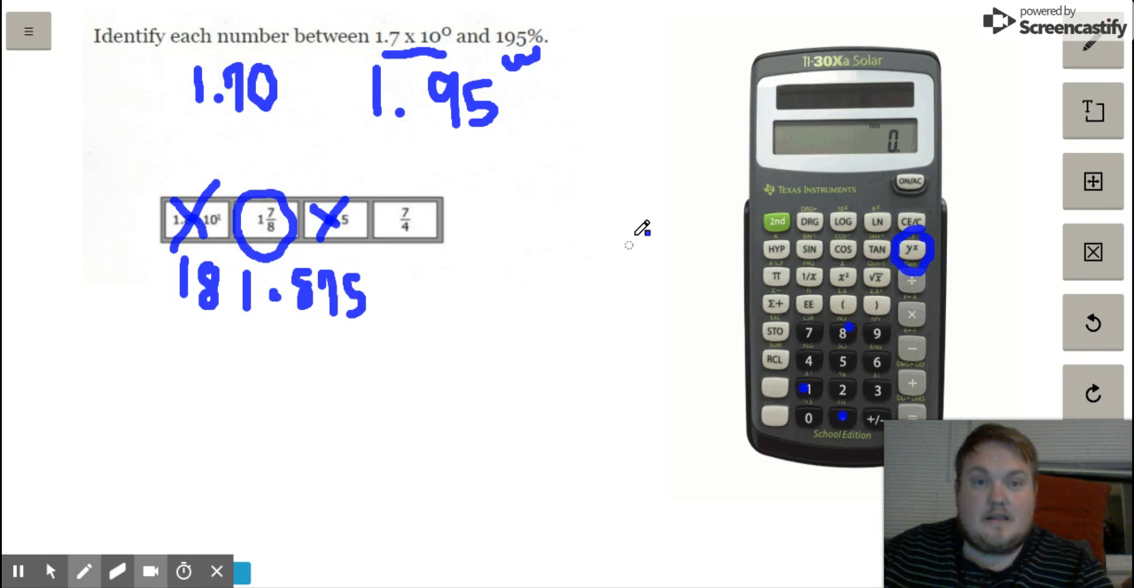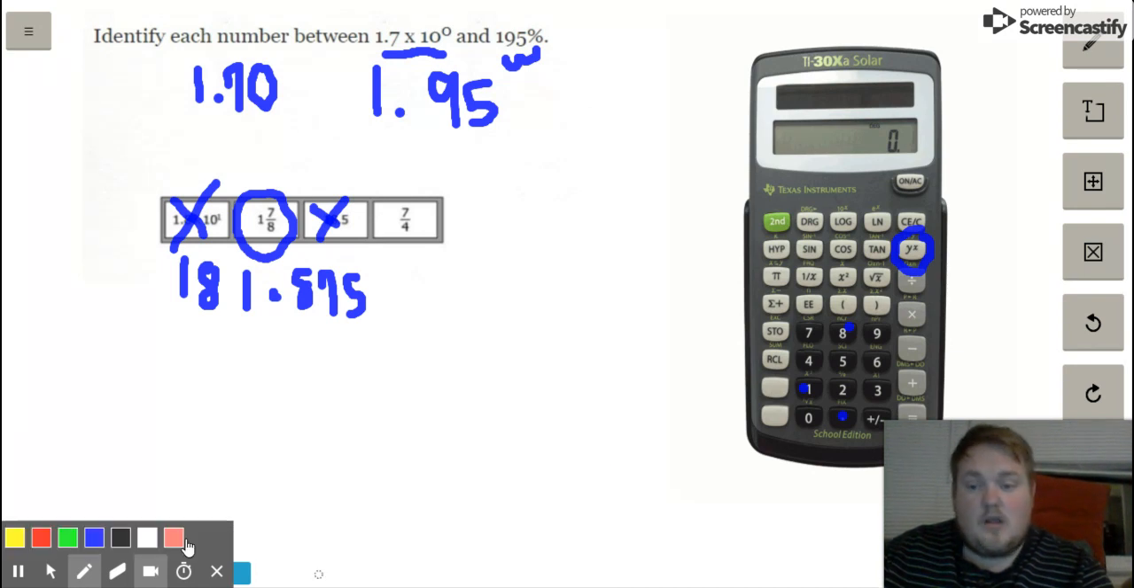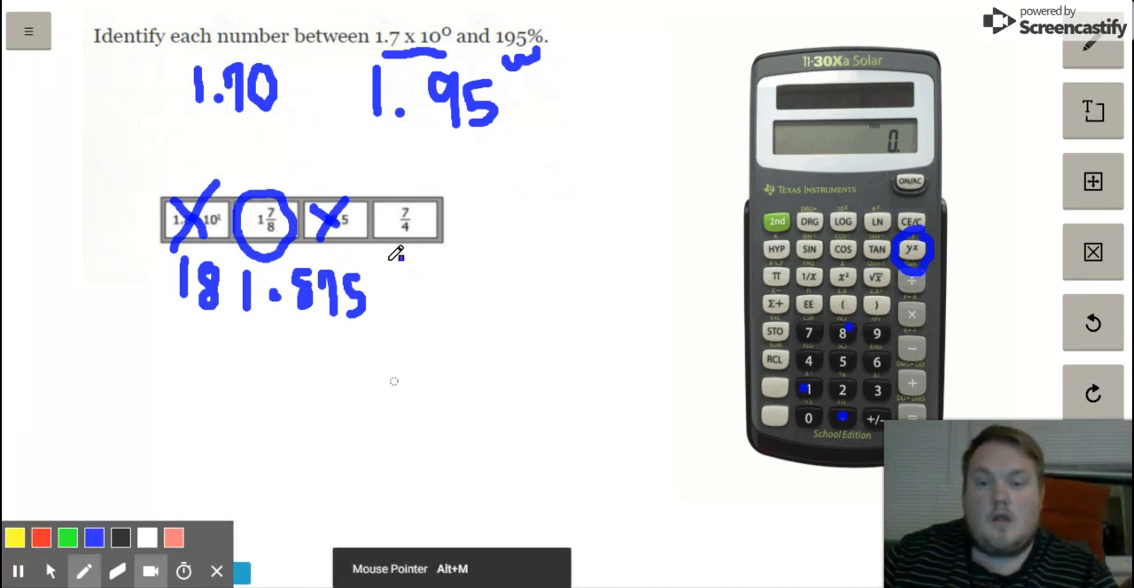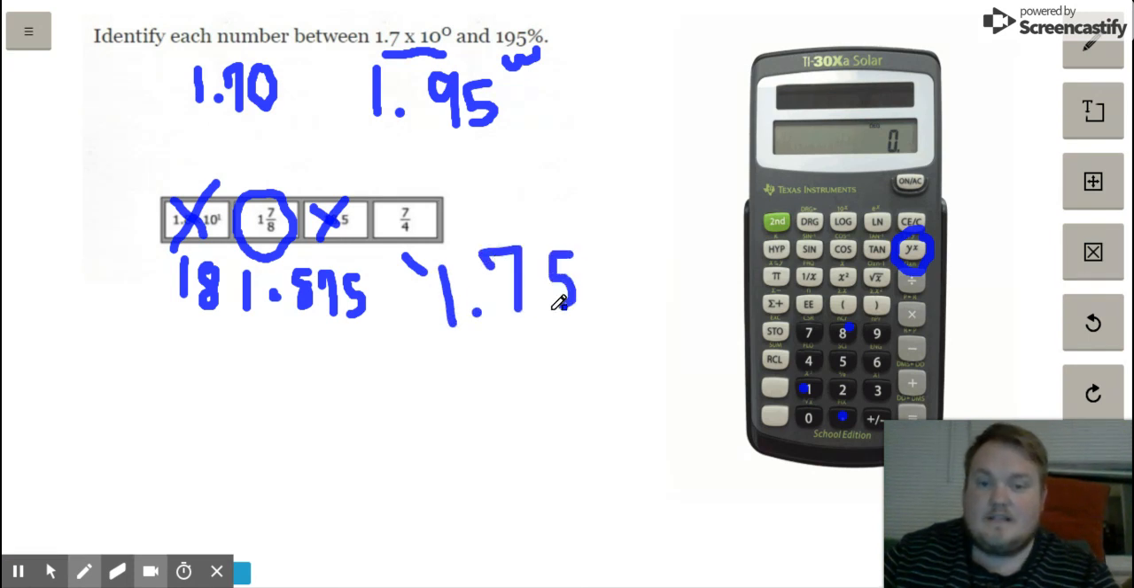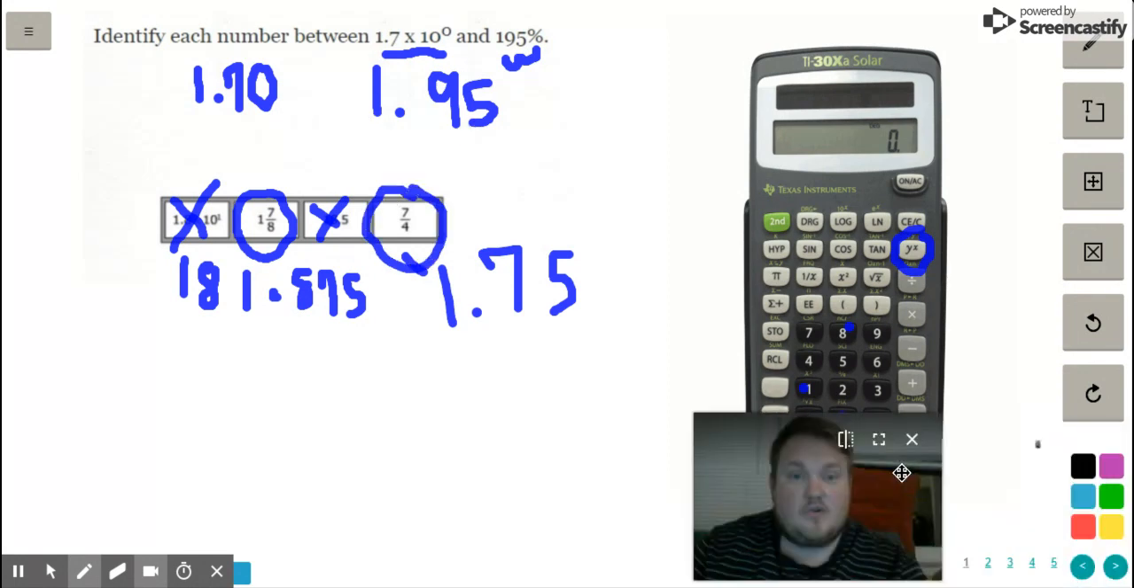And then last but not least, you do 7 divided by 4. And when you do 7 divided by 4, you get 1.75. And 1.75 is between 1.70 and 1.90. So those are the two answer choices that you should have selected.